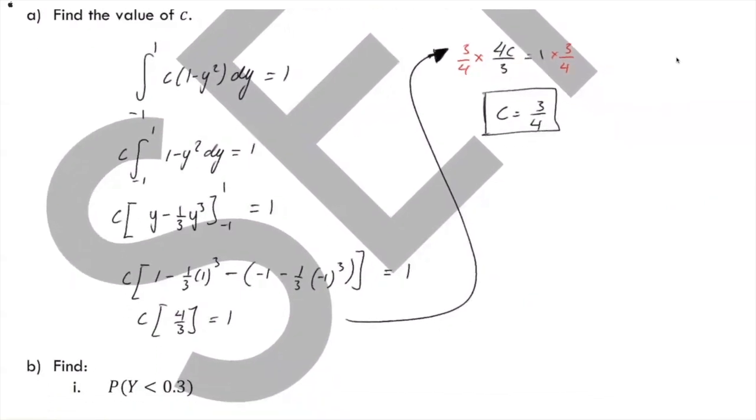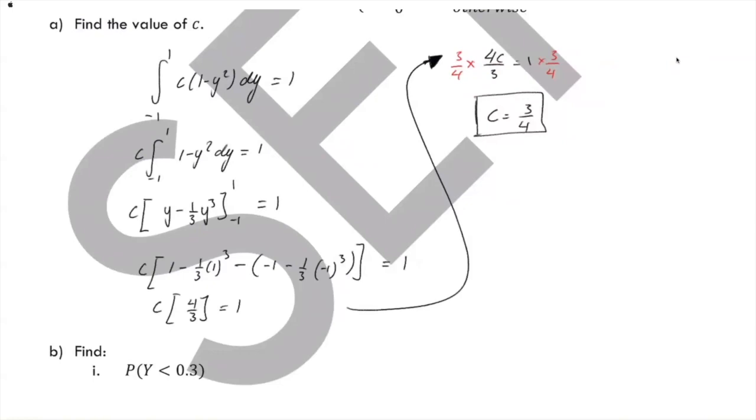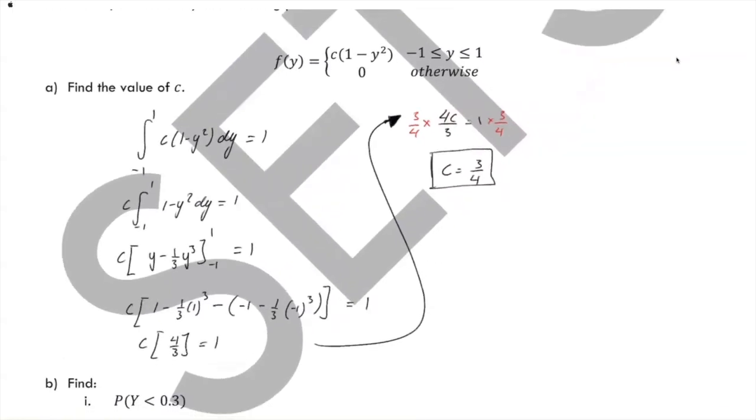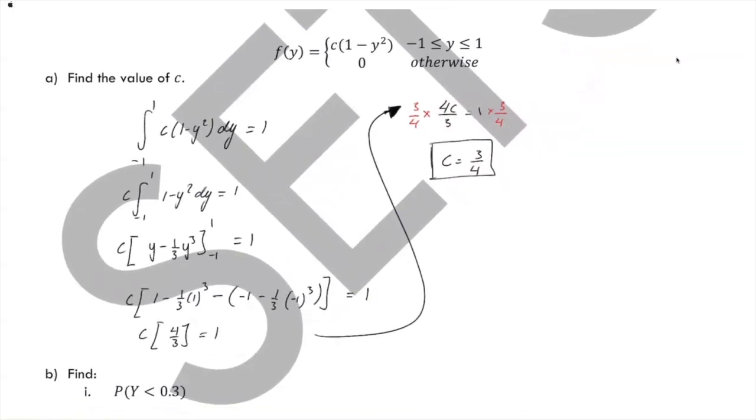Okay. Now what if part B, part 1 says find the probability that y is less than 0.3? Where would you be integrating between? Oh, okay. -1 to 0.3. Because where is your PDF defined from? Oh, it starts at -1.